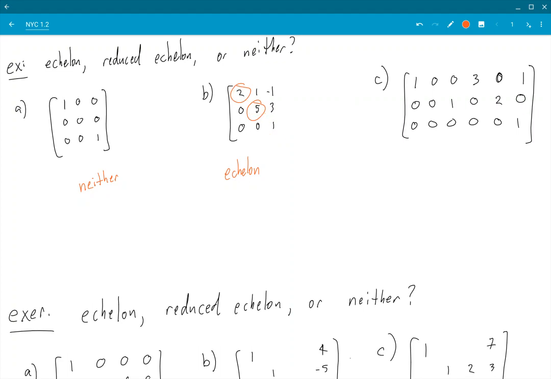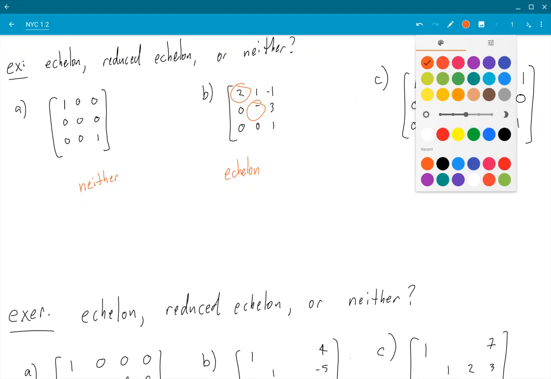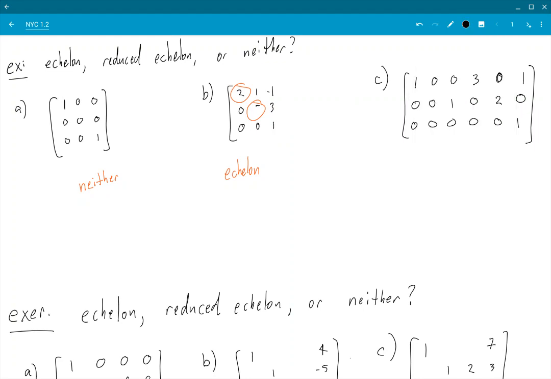What else? Oh, erase. Too much erasing. So I also need zeros below my leading entries. Okay, so below this 2, I have zeros, and below this 5, I have only zeros, so we're good. But it's not in reduced echelon form because that's not a 1, and that's not a 1.